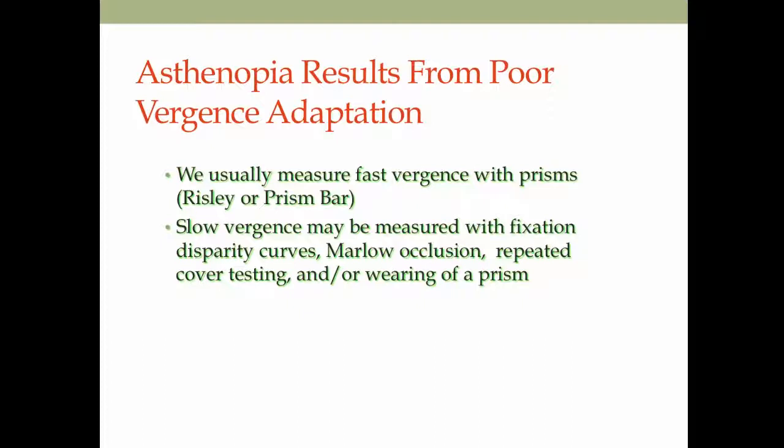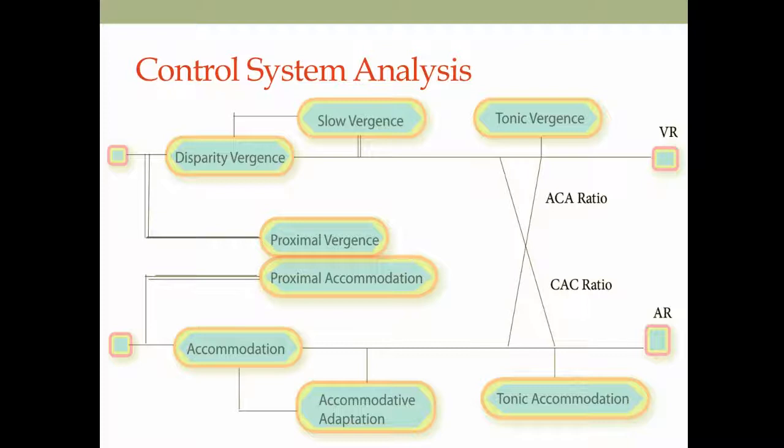We measure fast vergence with a prism bar. We can see slow vergence from repeated occlusion, or if you occlude the eyes for a period of time, which has often been referred to as Marlowe occlusion. Most of us don't have the time to do this, but for the person who has a real binocular problem, it is a simple way of detecting slow vergence.